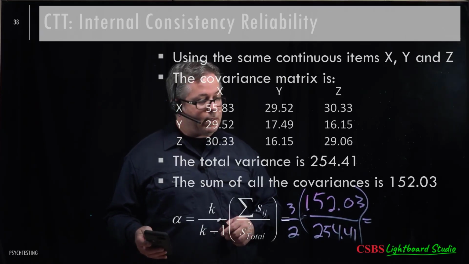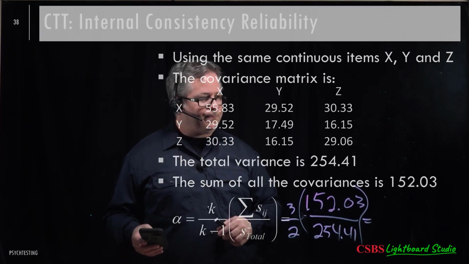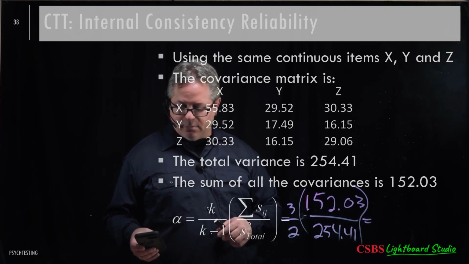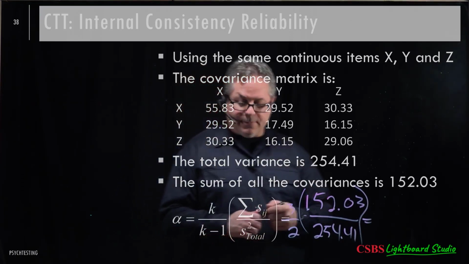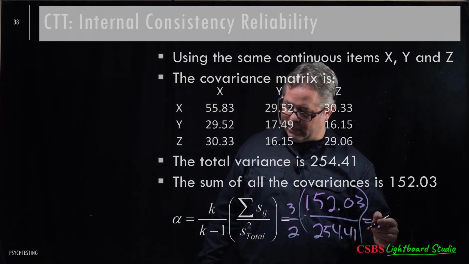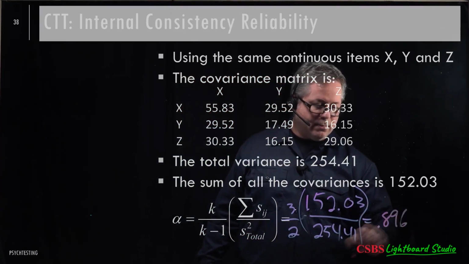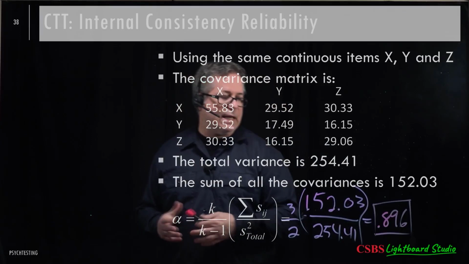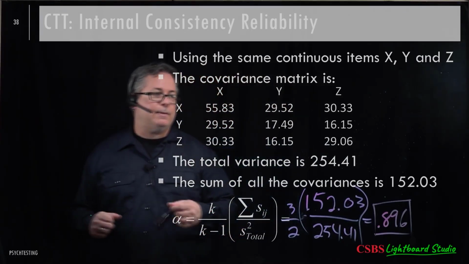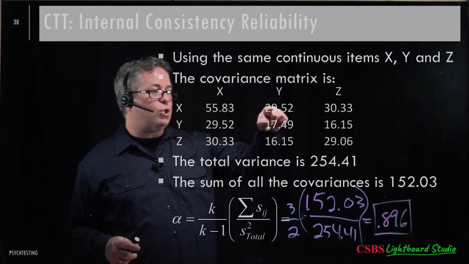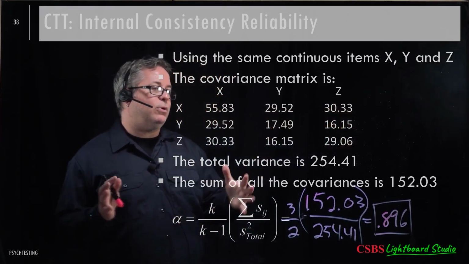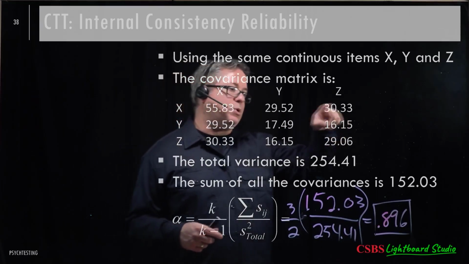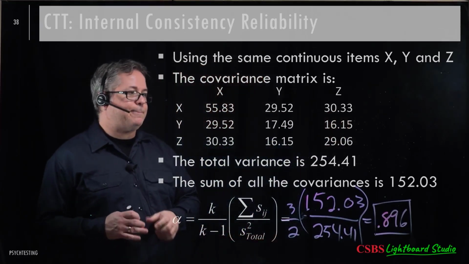Three divided by 254.41 equals... times 3 divided by 2. I get 0.896. So it tells me those 3 items have a reliability of roughly 0.896. All right, so these 3 items are highly reliable because a large chunk of their total variability, if you add them up, is due to their sort of large covariances relative to their variances.